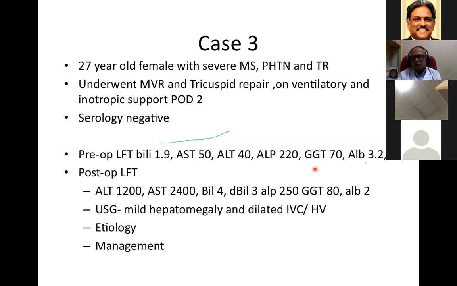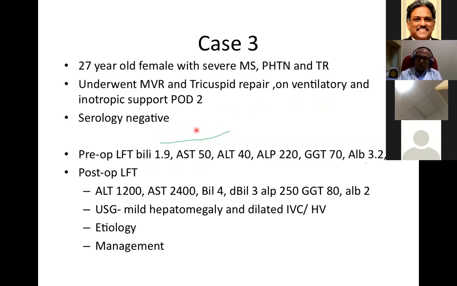And then another illustrative case. This is a patient who we saw in our cardiac ITU, a 27-year-old female who has a long history of cardiac disease with severe mitral stenosis, secondary portal hypertension, and also tricuspid regurgitation. She underwent a mitral valve replacement and tricuspid repair, but it was a very complicated surgery, many hours on cardiopulmonary bypass, and subsequently she was on ventilatory support and inotropic support.